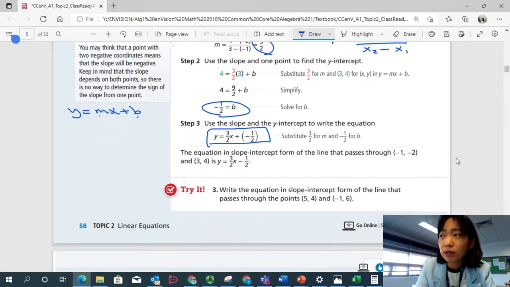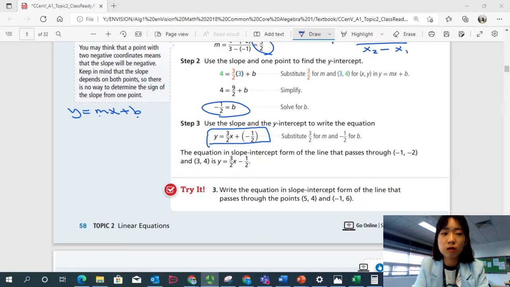Try number 3. Write the equation in slope-intercept form of the line that passes through the points (5, 4) and (-1, 6). You already have 2 points. You can figure out the slope, and once you figure out the slope, you can figure out the y-intercept using that slope and 1 point. Alright, pause the video, come back when you're ready for answers.